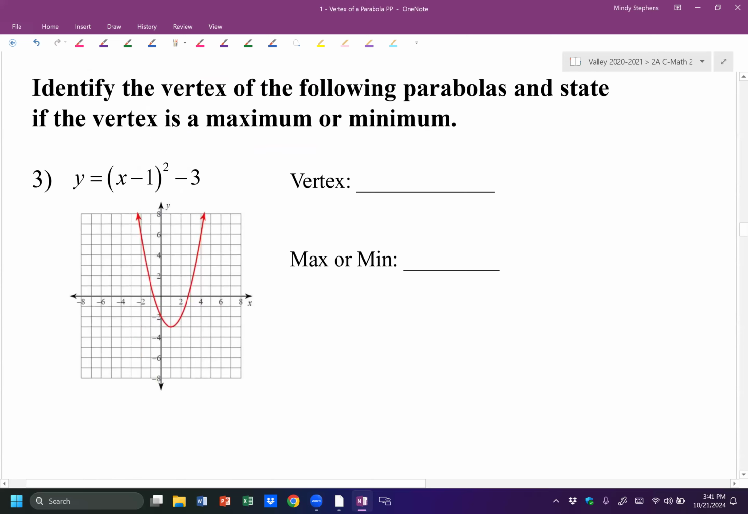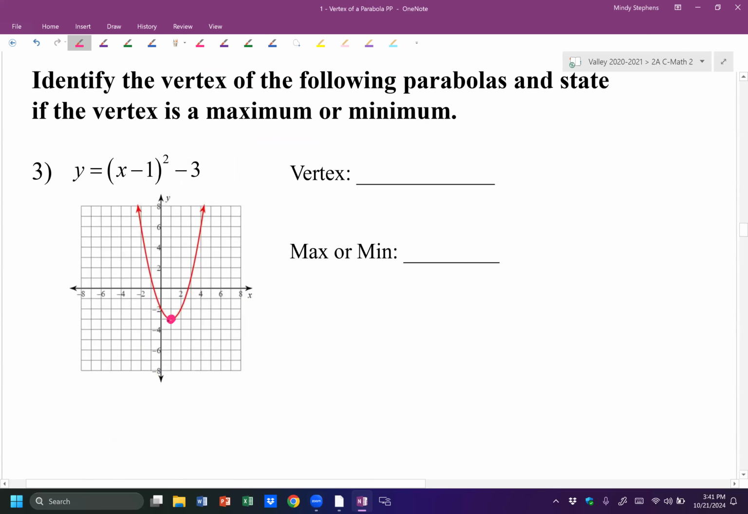Number 3, here's my vertex. And then I just need to count how far I go right and then down. Always move right or left first, then down. So I move to the right 1. So my first number is going to be a 1. Then I move down 1, 2, 3. Second number is -3. So my vertex is (1, -3). If it's a maximum, it's shaped this way, a minimum this way. So this is a minimum. Anytime it's down in the valley, a U shape, it's going to be a minimum.